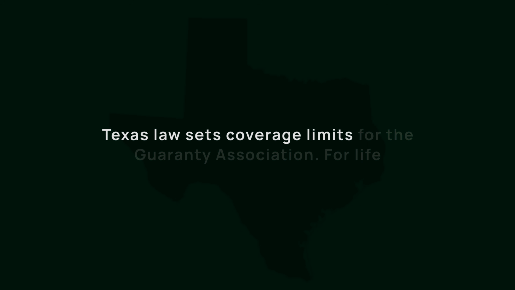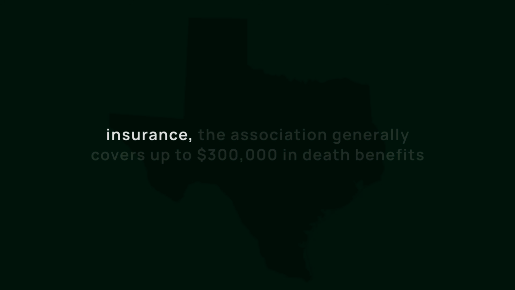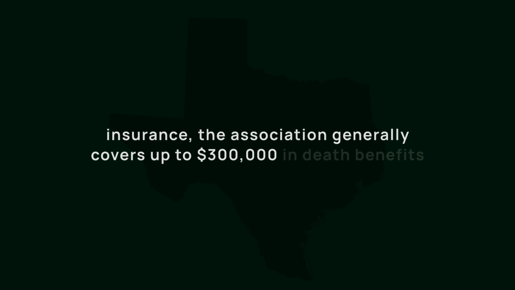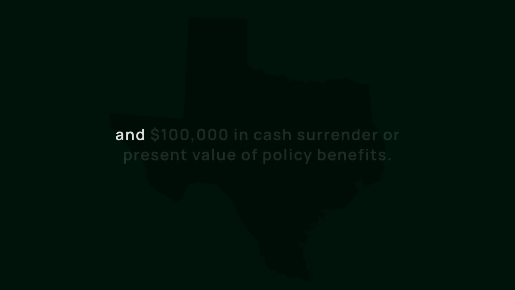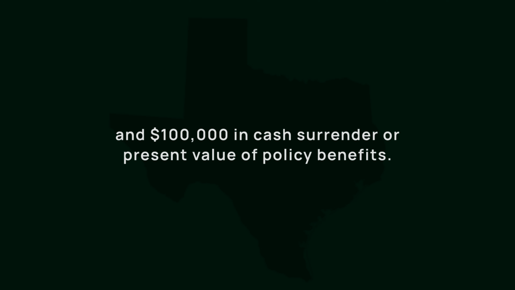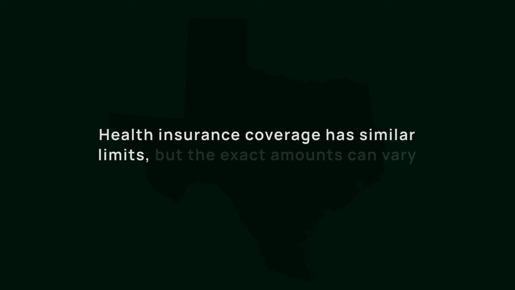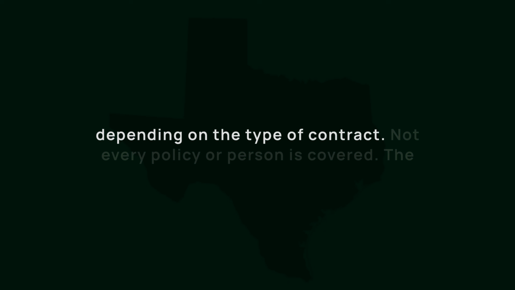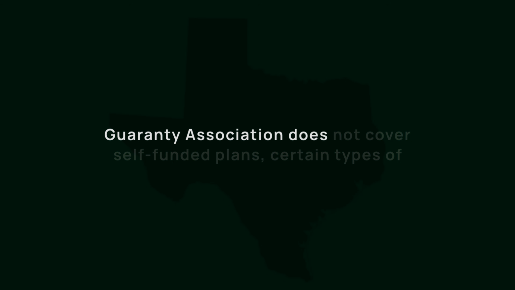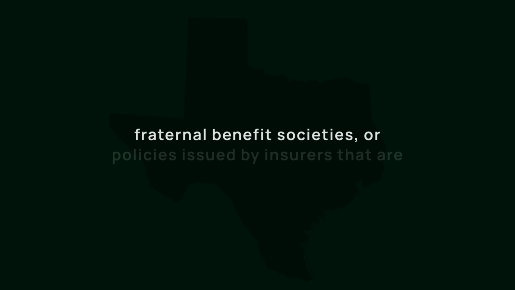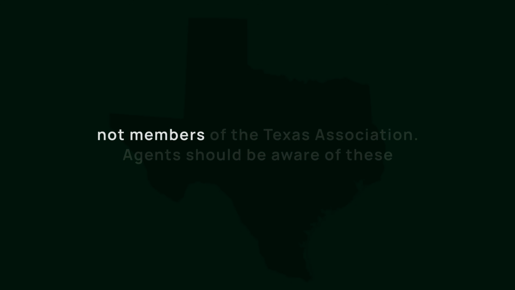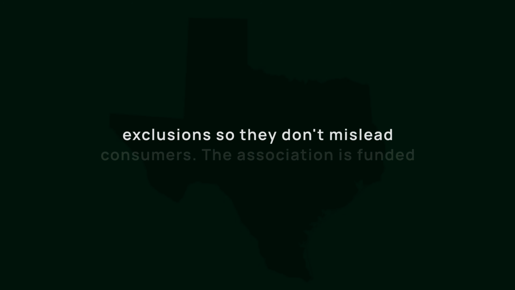Texas law sets coverage limits for the Guaranty Association. For life insurance, the association generally covers up to $300,000 in death benefits and $100,000 in cash surrender, or present value of policy benefits. Health insurance coverage has similar limits, but the exact amounts can vary depending on the type of contract. Not every policy or person is covered. The Guaranty Association does not cover self-funded plans, certain types of fraternal benefit societies, or policies issued by insurers that are not members of the Texas Association. Agents should be aware of these exclusions so they don't mislead consumers.